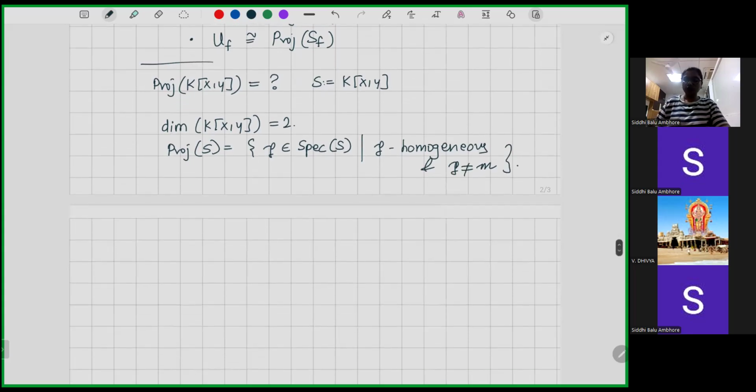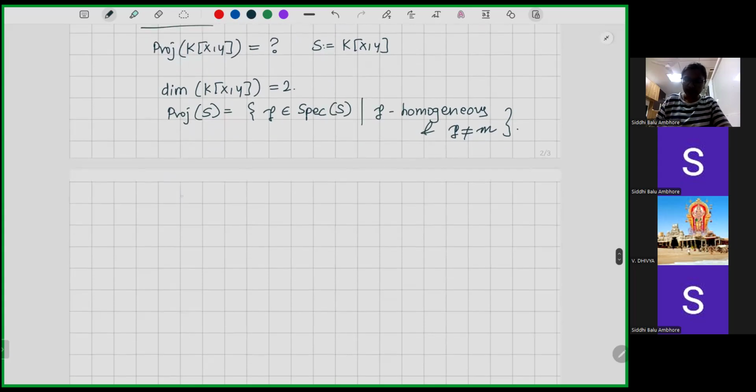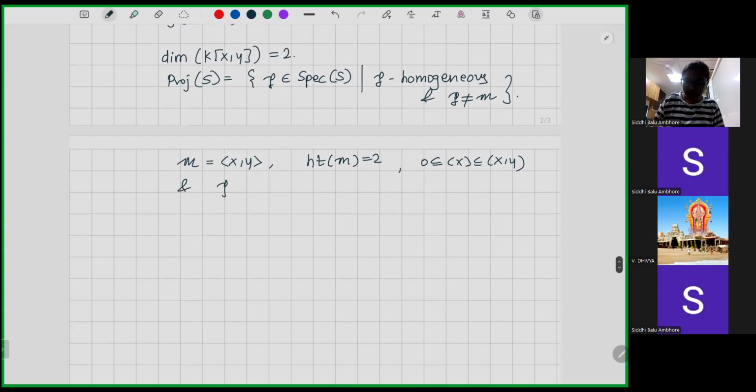Okay, so note that M is a maximal ideal. M is this ideal (x, y). And the height of M is 2. We know this, right? Because we have this chain 0 contained in (x, y), and we can't plug in any element in between. So the height of this maximal ideal is 2. And we have this P properly contained in M. So the height of this prime ideal must be less than 2.